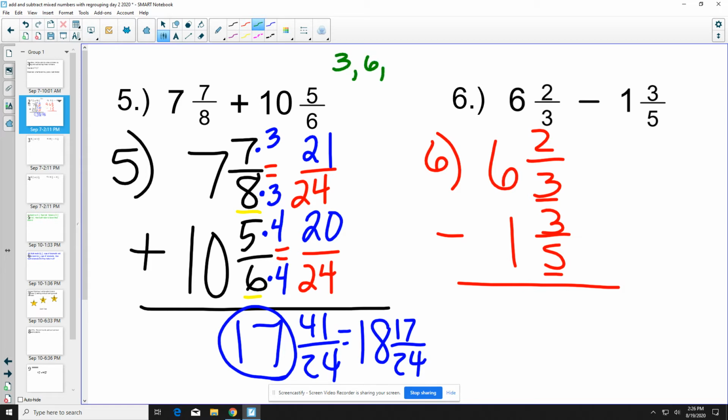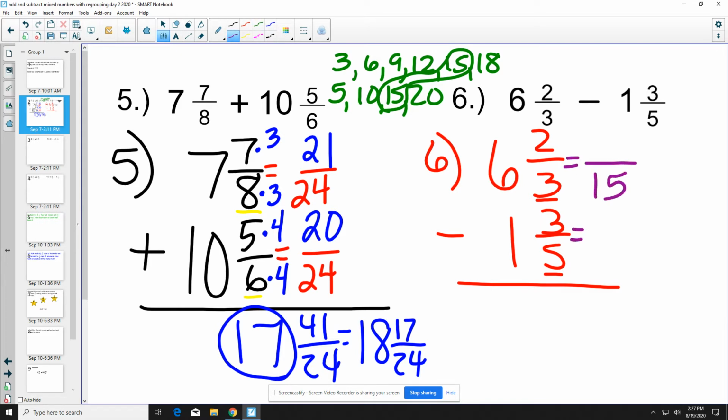So if I look at my multiplication table, or I start counting by 3s, 3, 6, 9, 12, 15, 18, and then I count by 5s, 5, 10, 15, 20, I'm looking for a number they both have. Well, they both have a 15. So 15 would be my least common denominator. So we're going to change these both to something over 15. So on your paper, write equals and a fraction bar 15.